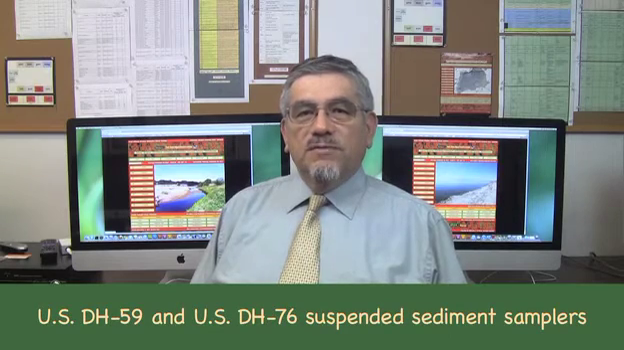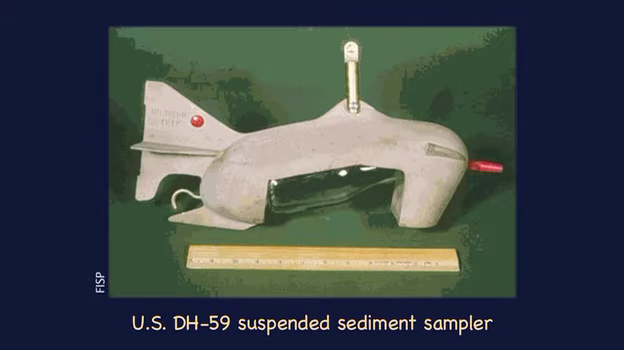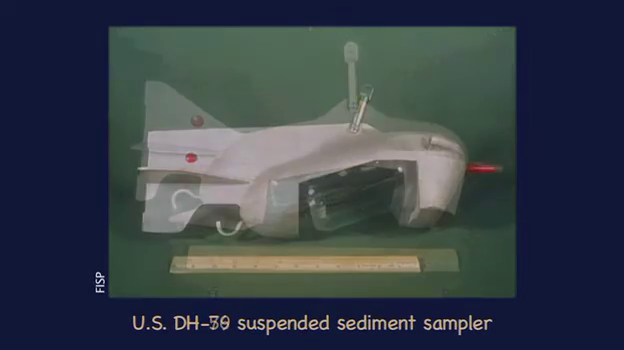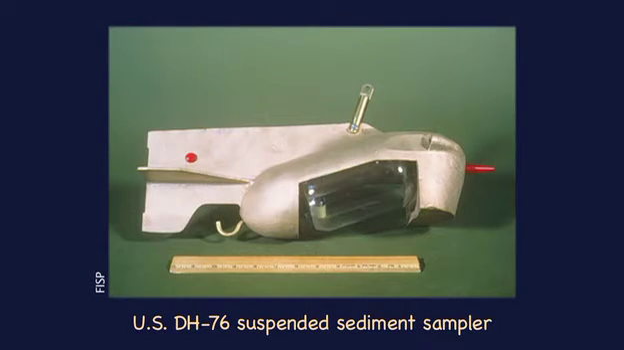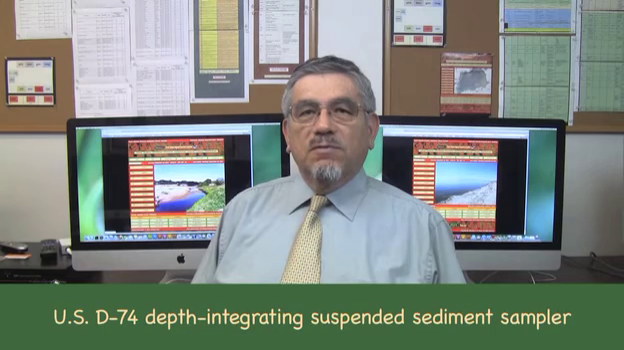The USDH-59 and USDH-76 are two depth integrating suspended sediment samplers with hand-line suspension designed for use in deeper streams where wading is not possible. The samplers weigh 22 and 25 pounds respectively. The USD-74 is a depth integrating suspended sediment sampler with cable and reel suspension for use in streams where flow conditions do not permit the use of hand-operated equipment. This sampler weighs 62 pounds.